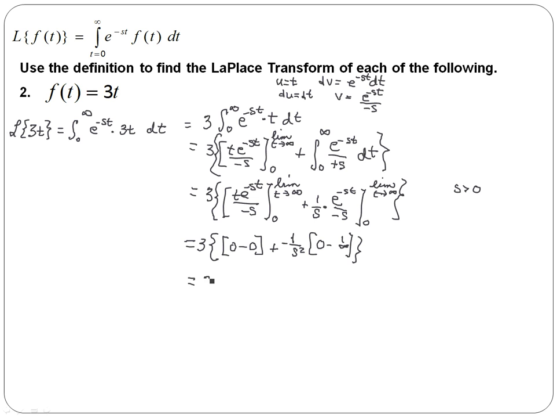And so I get 3, this is 0, that drops out, and this is a negative, and a negative 1 gives me 1 over s squared, or 3 over s squared, where s is greater than 0. Okay, the Laplace transform of 3t is going to be 3 over s squared when s is greater than 0.